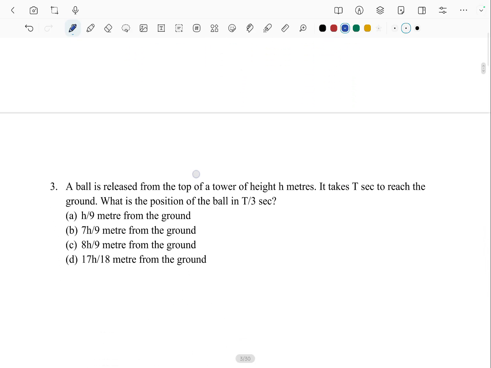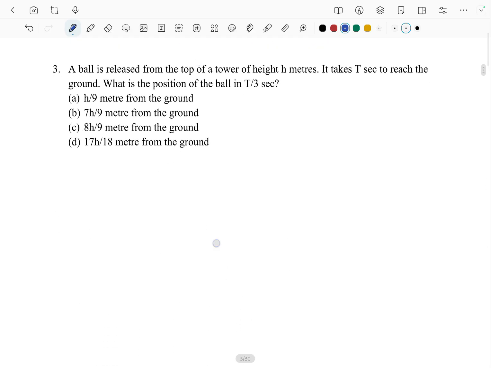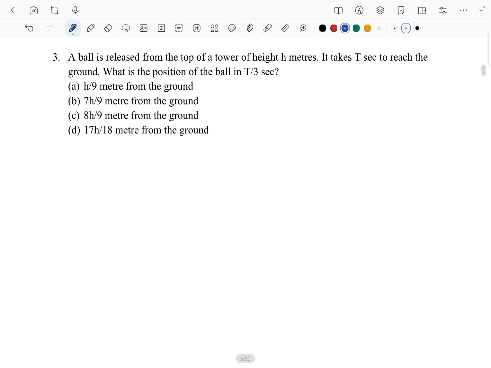Question number 3 now. A ball is released from the top of a tower of height h meter. It takes t seconds to reach the ground. What is the position of the ball in t by 3 seconds?